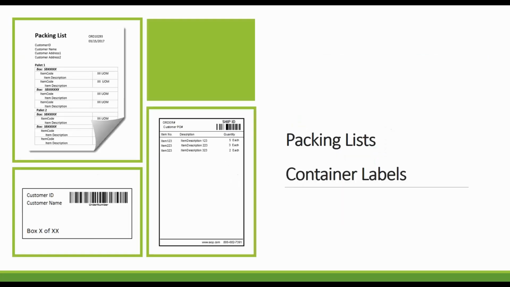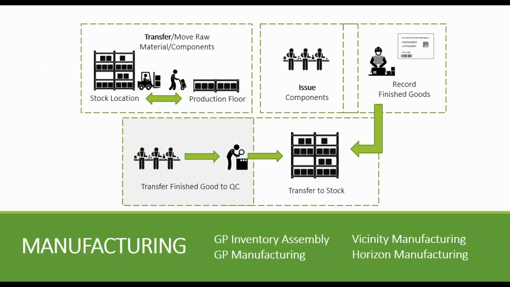All of these different workflows are there. We can do picking lists. We can do packing lists and container labels. All of that's available within the Panatrack application. I mentioned that we support manufacturing. That means GP inventory assemblies, GP manufacturing, or process manufacturing like Vicinity or Horizon. All of those are available within the Panatrack application.